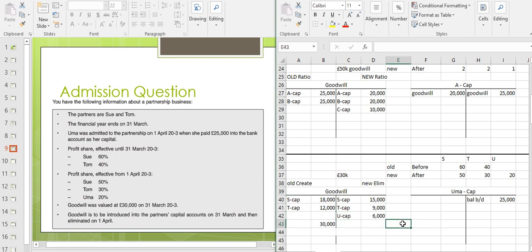Okay, so let's do the double entry. So we debit these and we debit goodwill and we credit their capital, but we don't need to do their capital, so you can do an imaginary capital account somewhere. We have credited goodwill and we need to debit the capital accounts. So again, you can do an imaginary Sue and Tom. As for Uma, I've got it up here, so credit, debit.